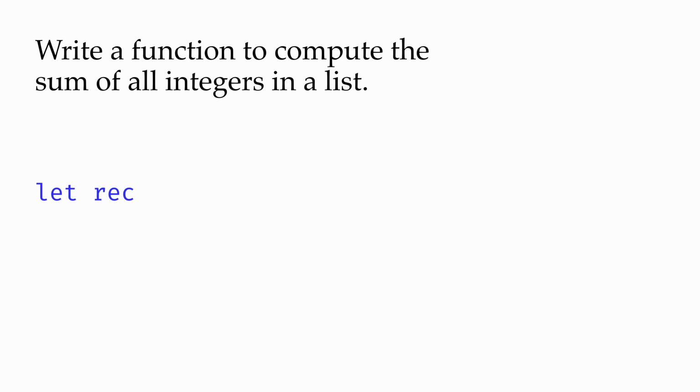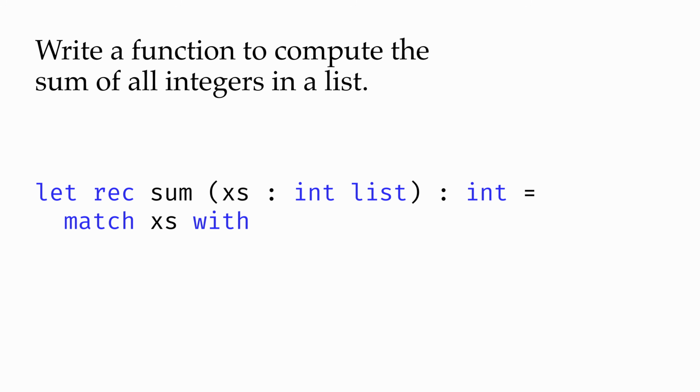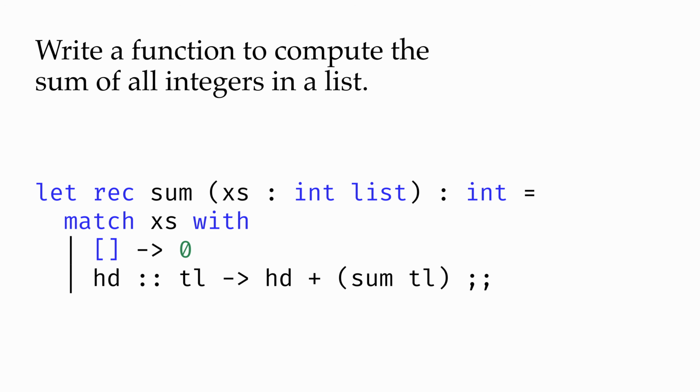The function will take a list of integers and produce an integer as output. We start, as we often do, by matching the list. If the list is empty, then there are no elements to sum up. The sum is just 0. If the list has a head and a tail, how do we get the sum? Well, we can recursively call our function to sum up the tail and add the head to that. Whatever the sum of the tail plus the head is will be the sum of the entire list.